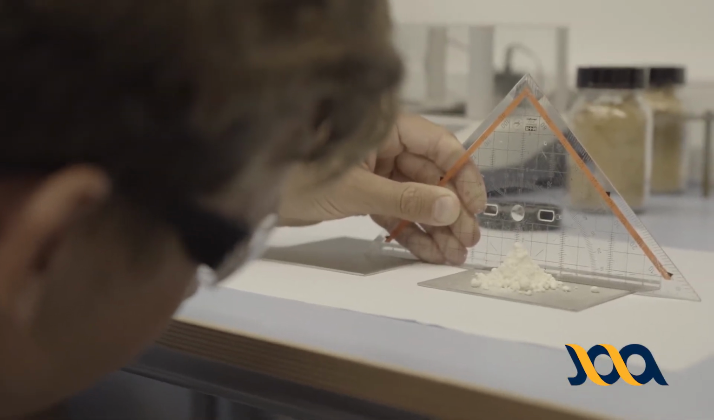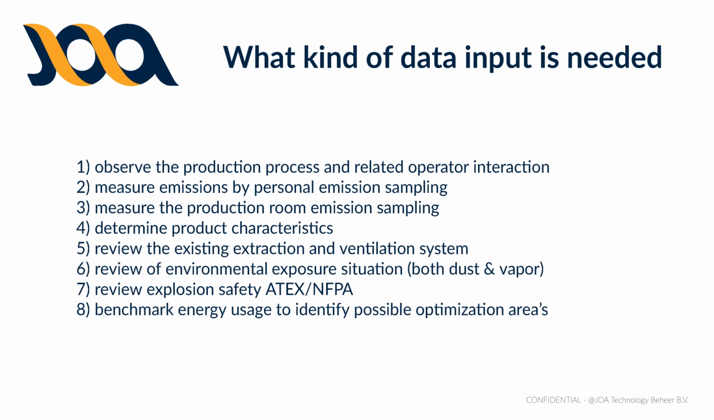So we observe the production process and related operator interaction. We measure emissions by personal emission sampling and by production room emission sampling. We determine product characteristics. Martin will get into a little bit more detail on this topic. We review the existing extraction and ventilation systems. We review the environmental exposure situation, also the explosion safety, and last but not least, we benchmark the energy usage to identify possible optimization areas.